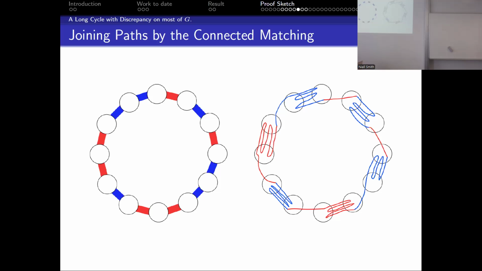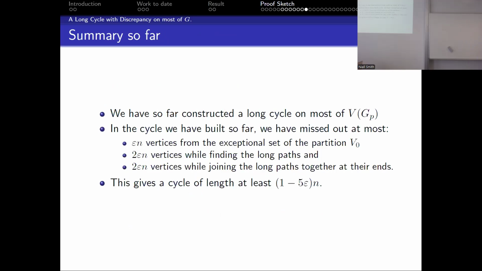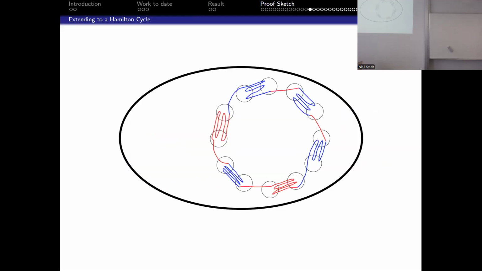So where are we now? This is just saying what I've just said. So the big circle is the whole graph, and we found a big cycle on most of it. And the problem is we've got some vertices left over. So what do we do with that?